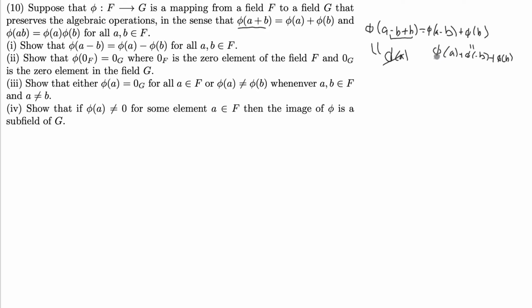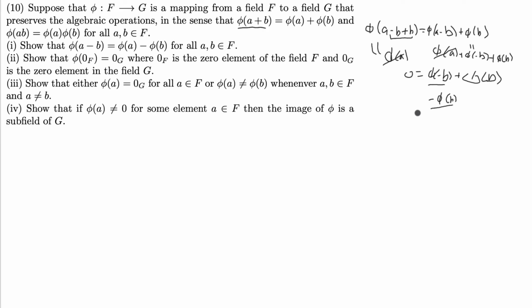So we get phi of a and phi of a cancel, and we're left with 0 is equal to phi of minus b plus phi of b. But that means that phi of minus b is equal to minus phi of b. So we have that. Next, we'll go back to what we wanted to prove originally. So we have that phi of minus b is equal to minus phi of b.